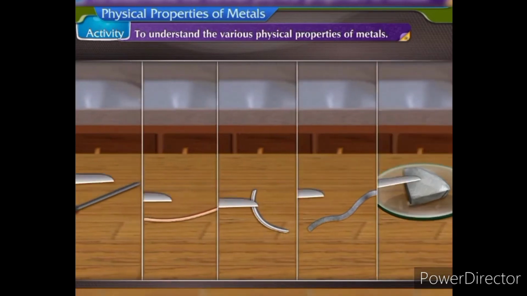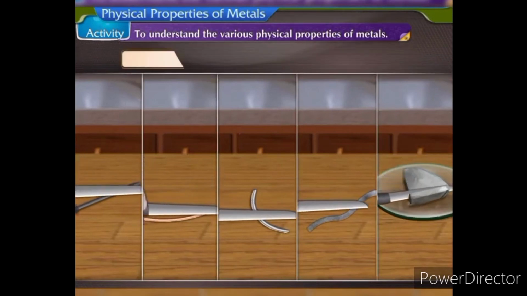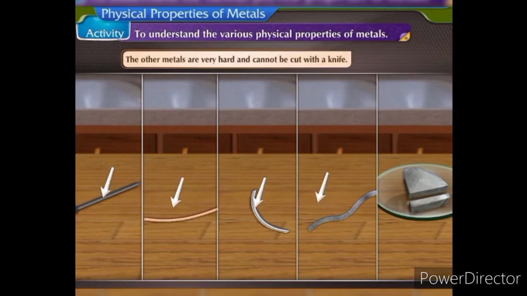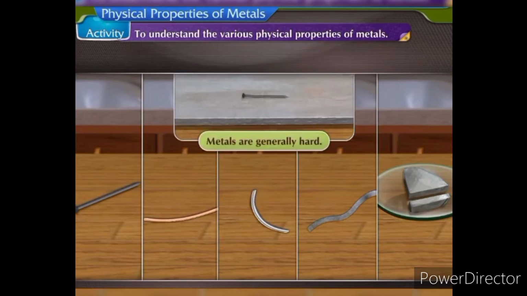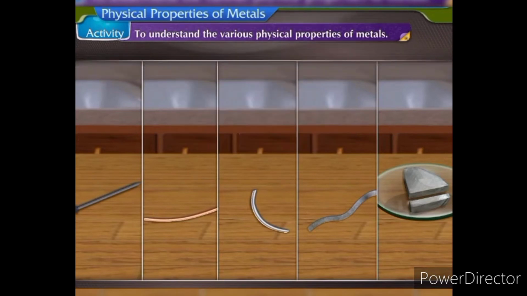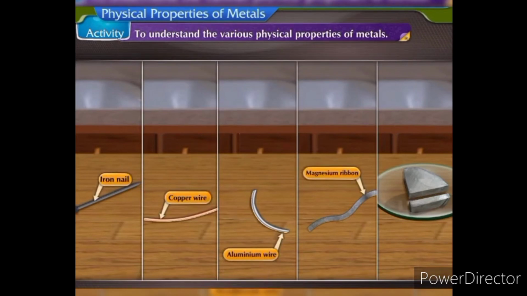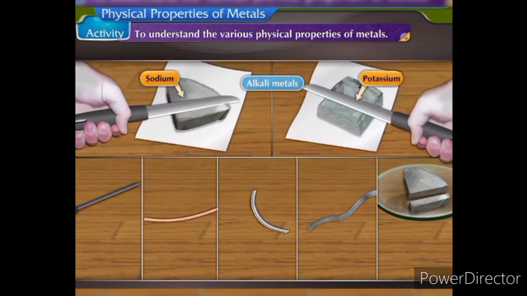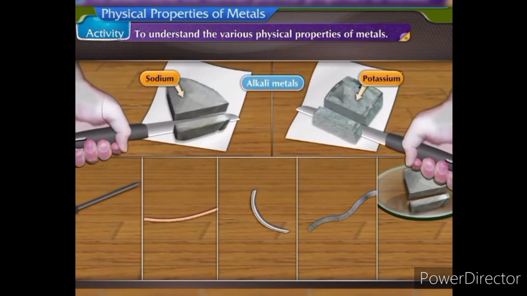Now try and cut each of these metals with a knife. Which metal can be cut? Only sodium can be cut with a knife. The other metals are very hard and cannot be cut with a knife. Metals are generally hard. The hardness varies from metal to metal. Metals like iron, copper, aluminium, and magnesium cannot be cut with a knife. Alkali metals like sodium and potassium are soft metals and therefore can be easily cut.